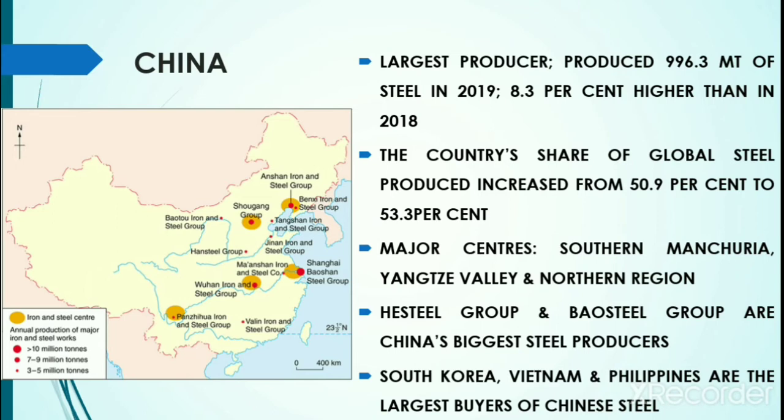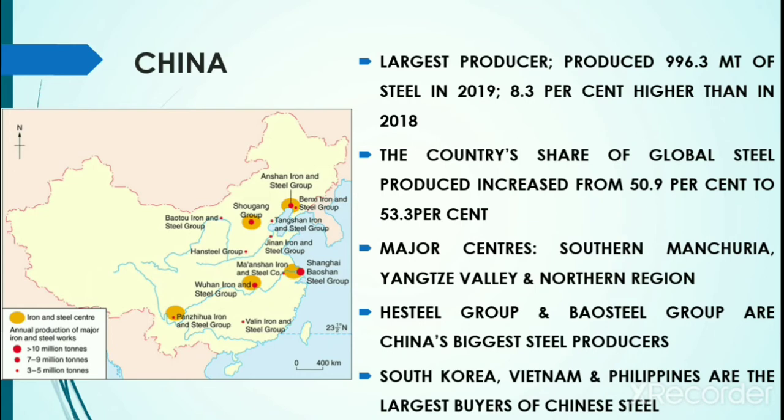China is the largest producer of iron and steel in the world. The country produced 996.3 million tons of steel in 2019. This almost accounts for 53% of the total world production. This is also 8.3% higher than what the country produced in the year 2018.